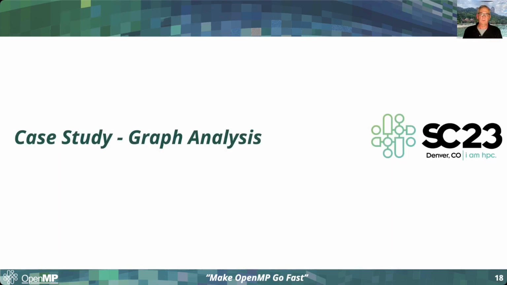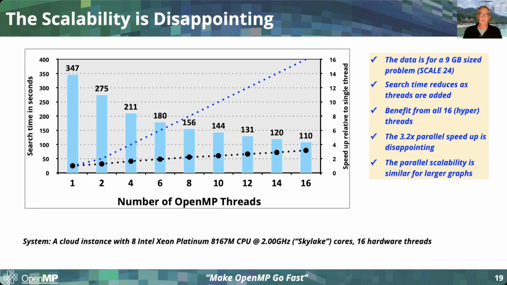I want to finish with a case study because I want to illustrate some of the things that I've said, how that works out in practice. And I picked an example from graph analysis. I am going to be brief and quick because I don't have time to go into all the details, but I want to give you a feeling. So this is the starting point. I ran this application on a cloud instance that was using 8 cores. Each Skylake core has 2 threads. So in total, I have 16 OpenMP threads to play with.